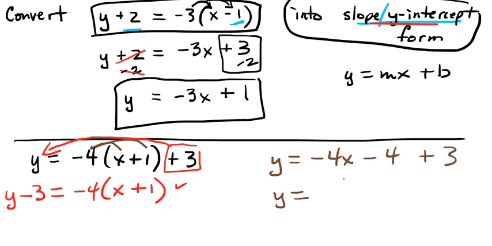Then you gather all the like terms. Well, I guess this and this can be combined. They're like terms. So you get -4x. -4 plus 3 is -1.